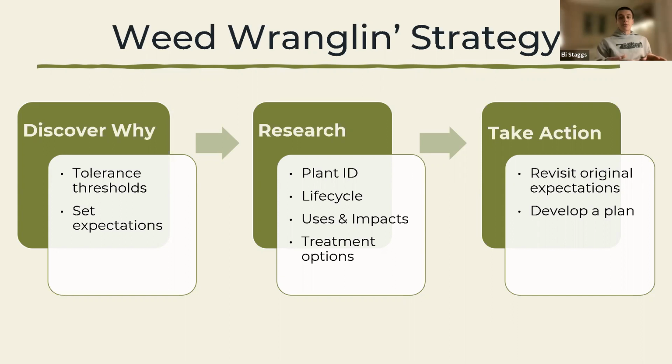First, we ask ourselves why we want to get rid of a particular plant. When we ask ourselves why, we want to set our expectations about whether we want full eradication, or whether we are able to tolerate a little bit of that plant, or whatever our expectations might be about control. After asking ourselves that, we would move into researching the plant and finding out as much as we can about it. And finally, we'll revisit our original question of why we want to remove the plant and our expectations, and develop our plan of control based on the research we conducted.